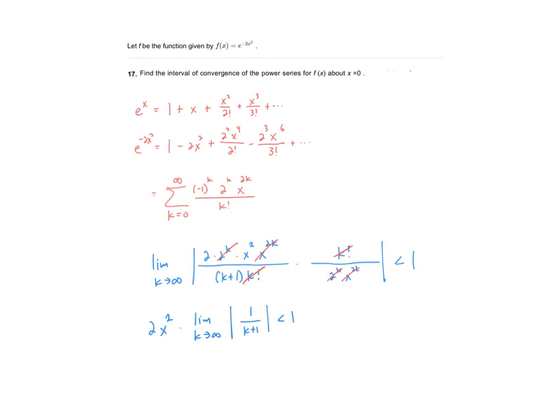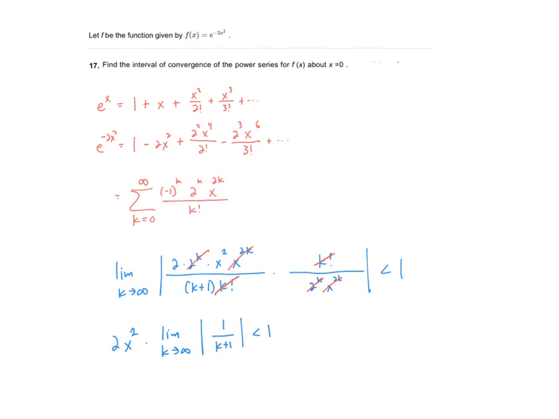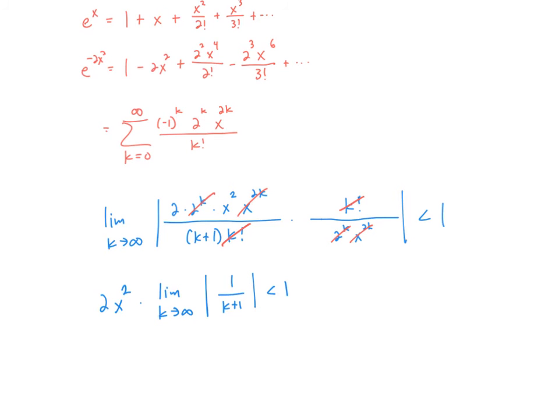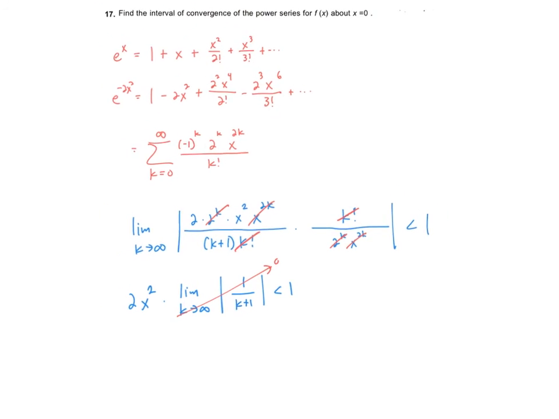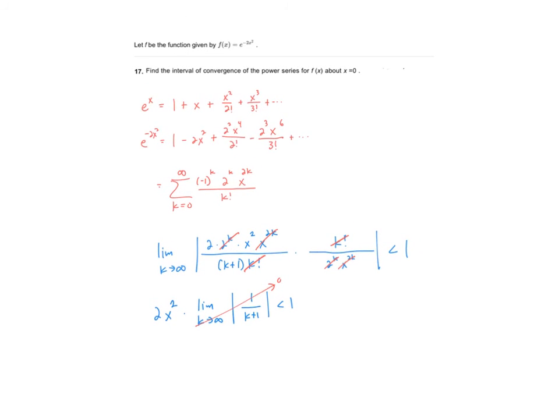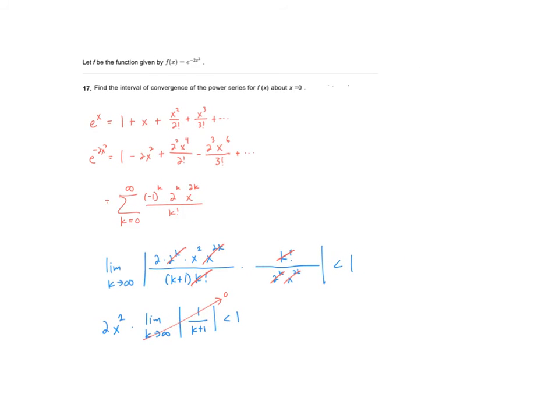Okay, so now we can see this converges always, because that limit, wait, is that right? Did I make a mistake? Let me make sure. Yeah, that's right. So this will always converge since this equals 0, so it doesn't matter what x is. When you multiply it, this will always be 0, which will always be less than 1. So the interval of convergence is just negative infinity to infinity.